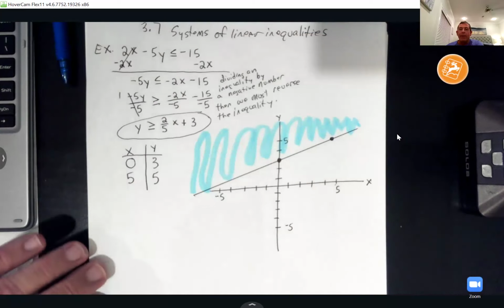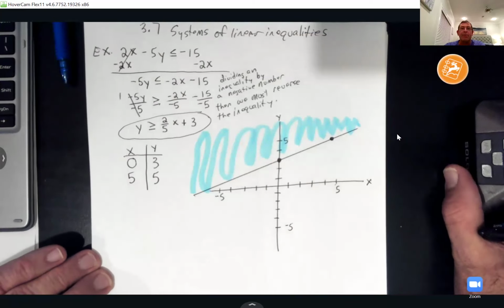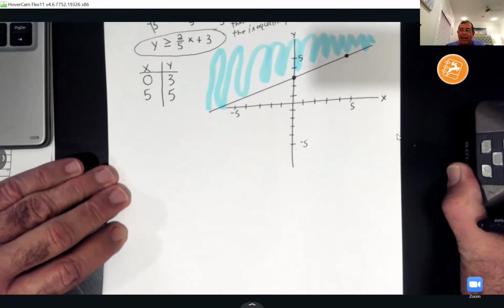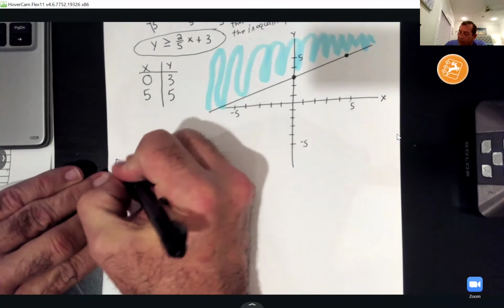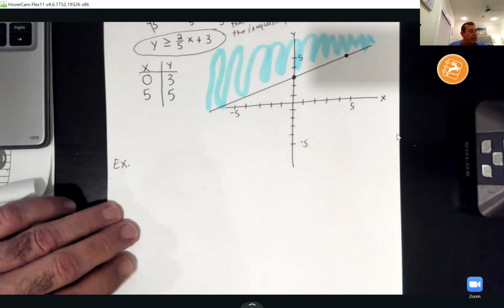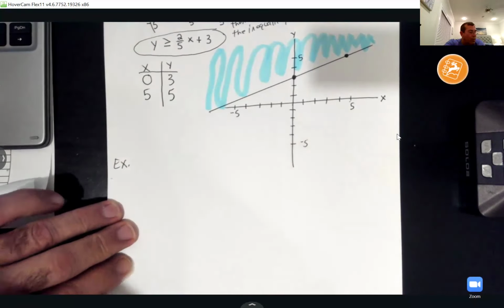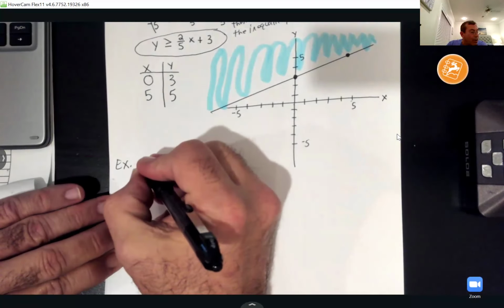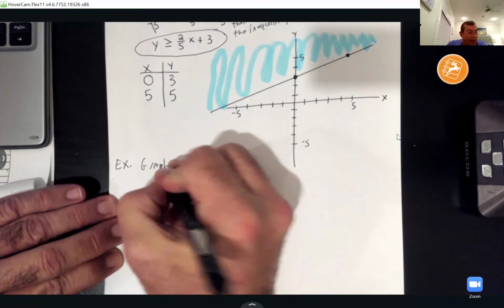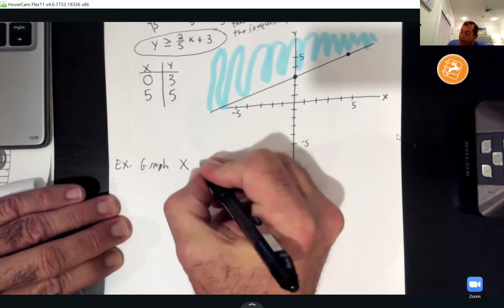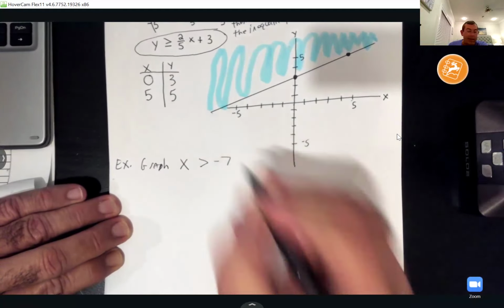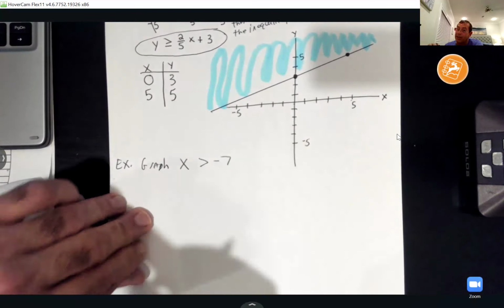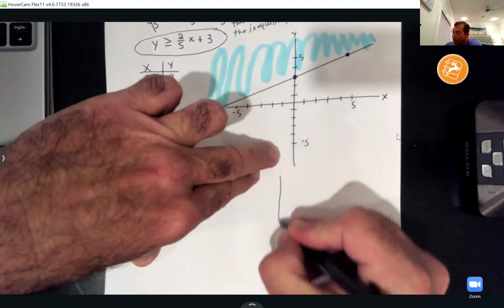All right, y'all. So let's do some of these kind of examples. I'm going to do one of them with a straight line. So let's see. I'm going to do the one where it's got x. So we're going to graph x greater than negative 7. Now, we just did some x equal negative 7 before.